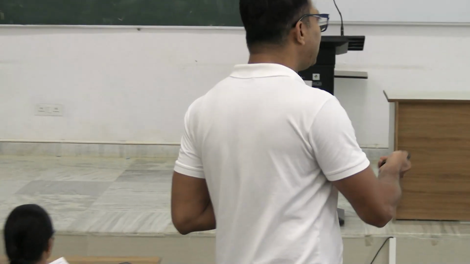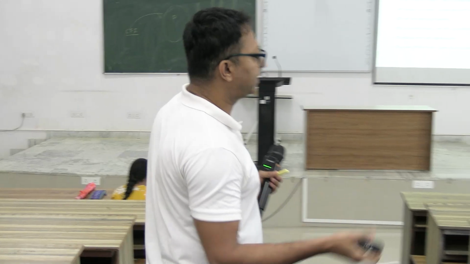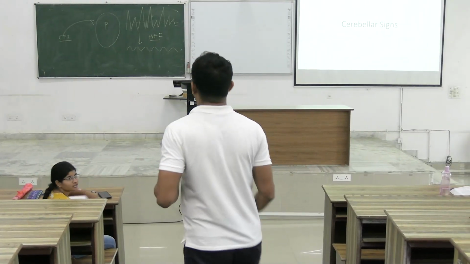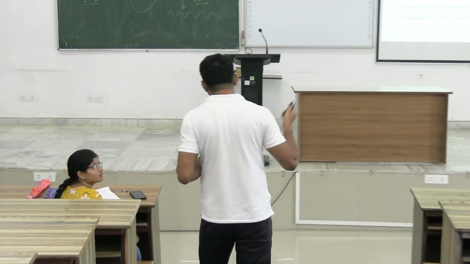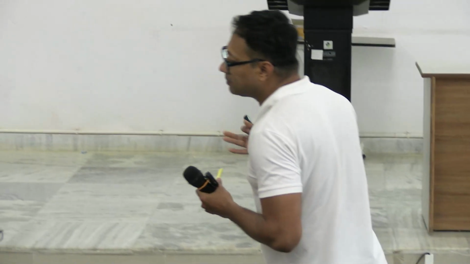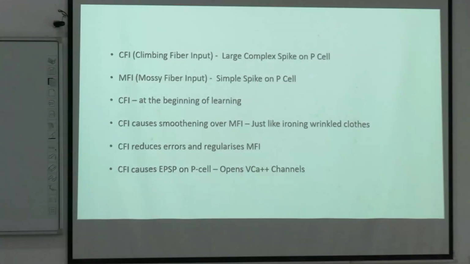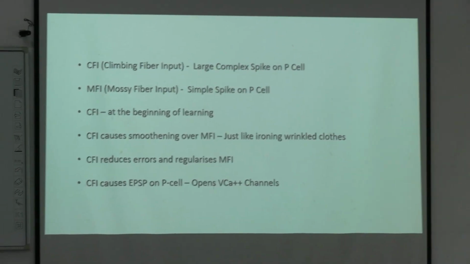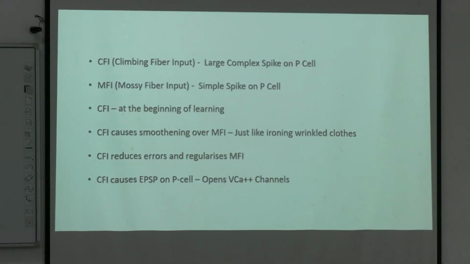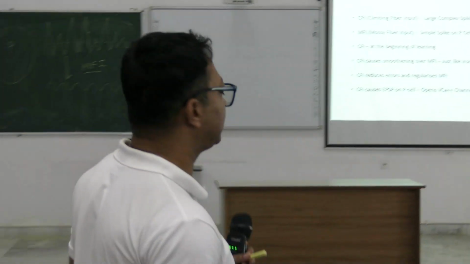Clear? This is another question for you. Short note: mechanism of motor learning in cerebellum. Yes? EPSP means excitatory post synaptic potential. You have not yet studied EPSP and IPSP, so that is why I skipped them. EPSP means excitatory post synaptic potential and IPSP means inhibitory post synaptic potential.